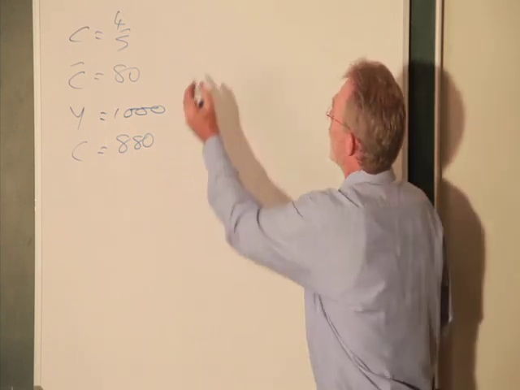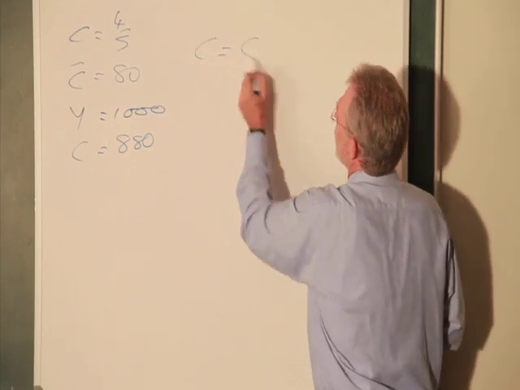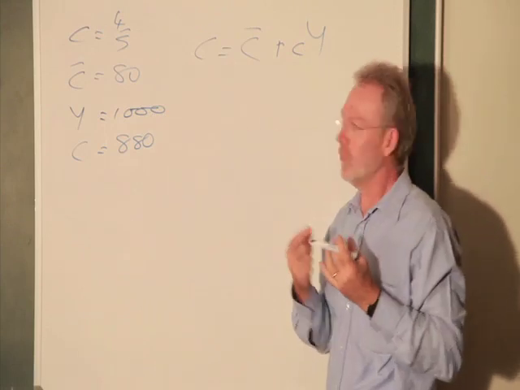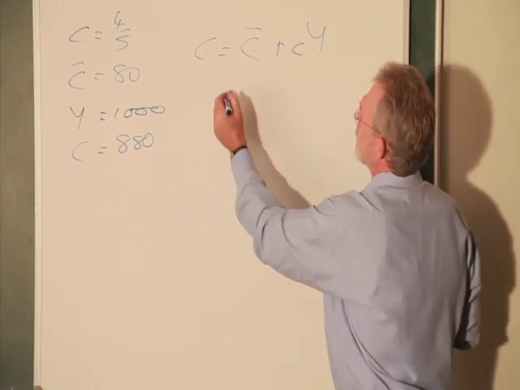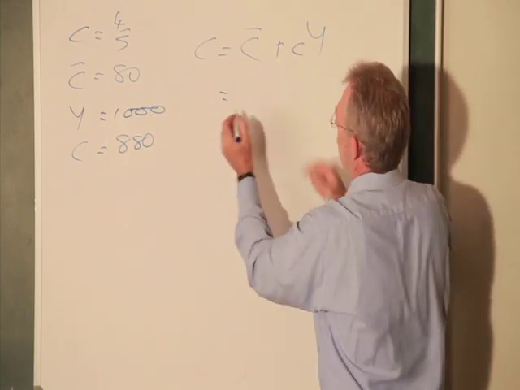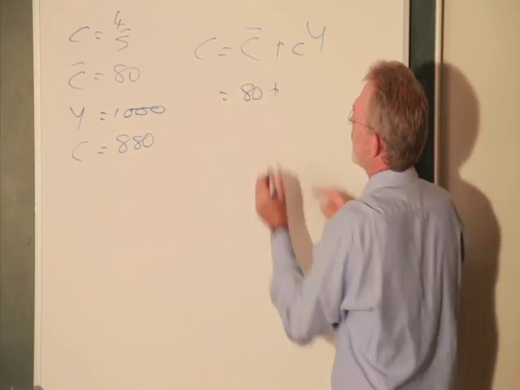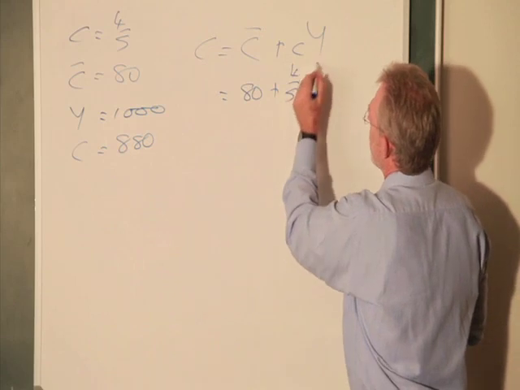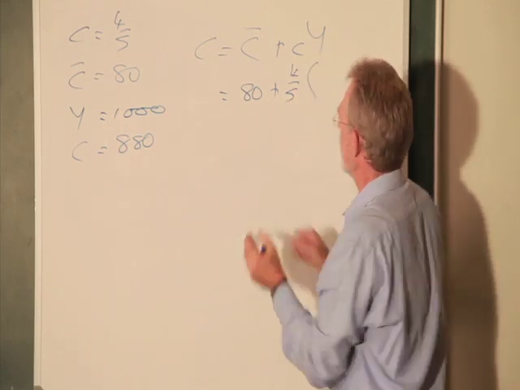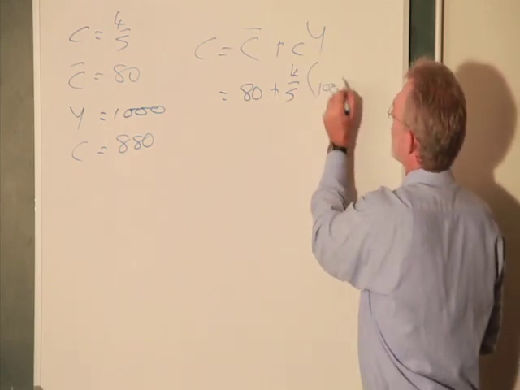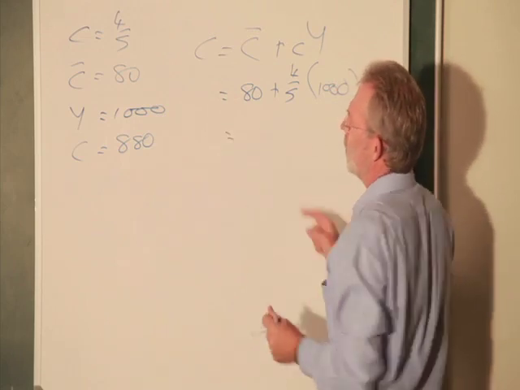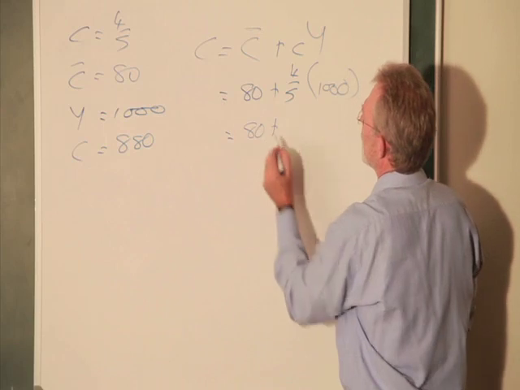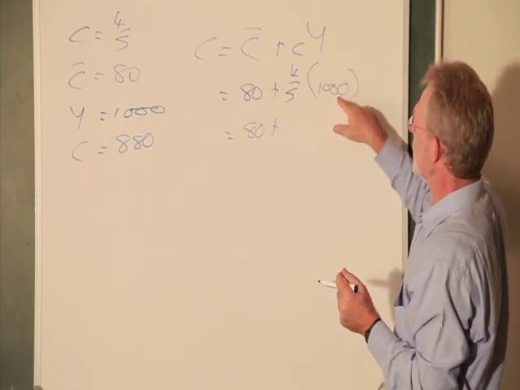First step, write down the consumption function. And then we substitute the given information into this equation. Autonomous C equals 80 plus the marginal propensity to consume, 4 over 5, times the income level, 1,000. Now, we need to solve this. 80 plus 4 over 5 times 1,000.